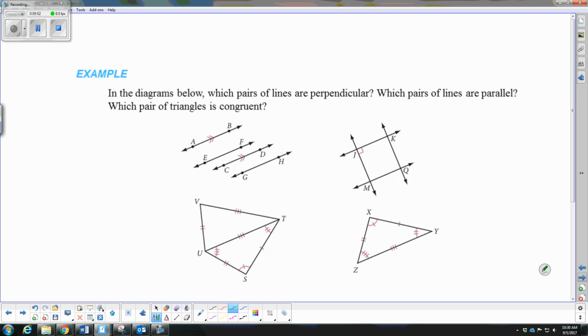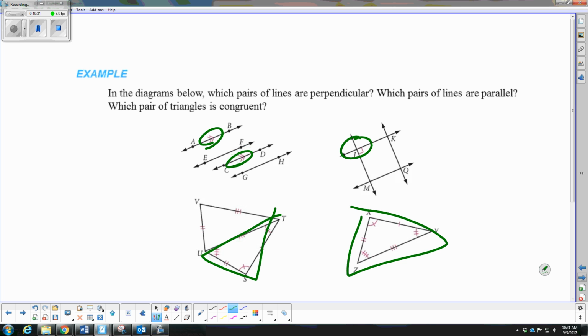On your own, take a minute to complete this example. In the diagram, which pairs of lines are perpendicular, which pairs of lines are parallel, and which pair of triangles is congruent. You may recognize this as the same example from the beginning of the lesson, but now you can clearly see these are marked parallel, these are marked perpendicular, and these two triangles are marked congruent.